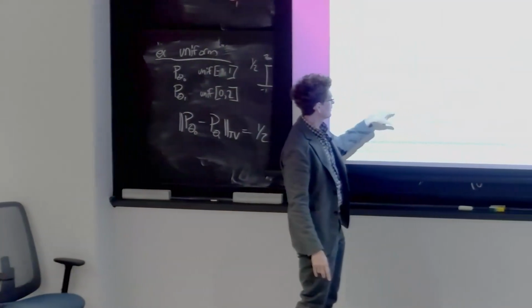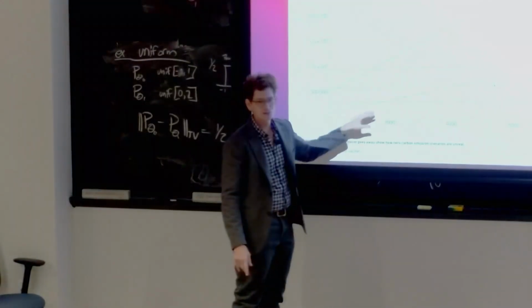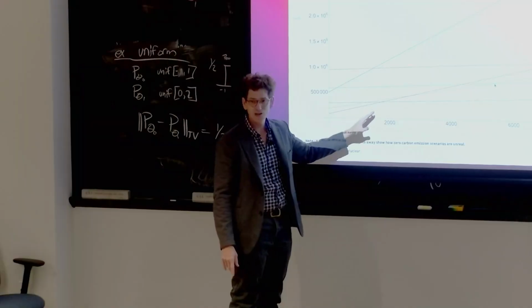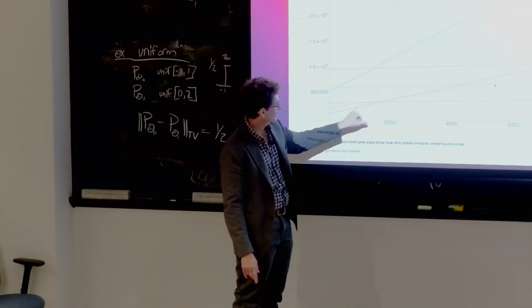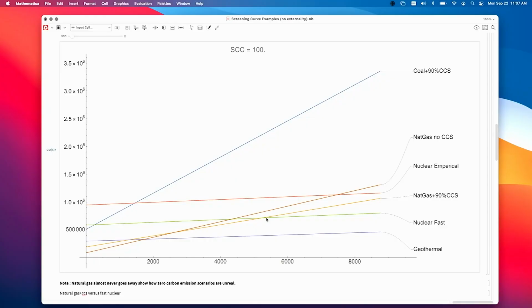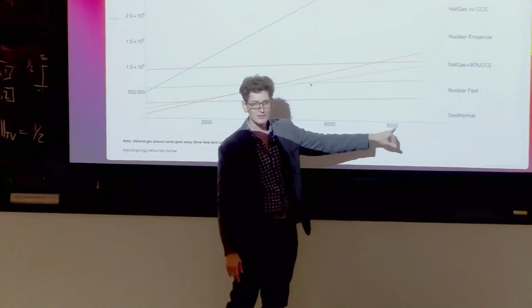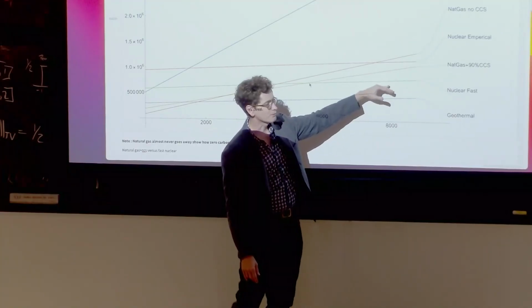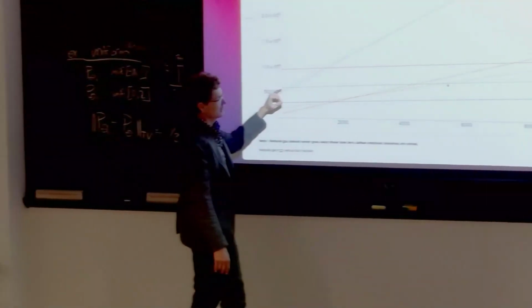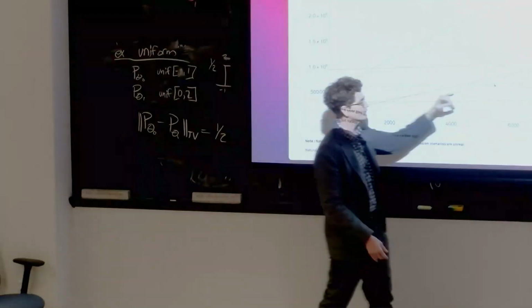If you're building a peaker plant, you're going to use a technology with low capital costs but higher fuel cost or higher variable costs, so it's steeper. That's like this brown line here. If you're building something that's on all the time, 8,000 hours a year, for example, you're going to use something over here, which has maybe a higher capital cost. Nuclear is a high capital cost, but very low fuel costs.